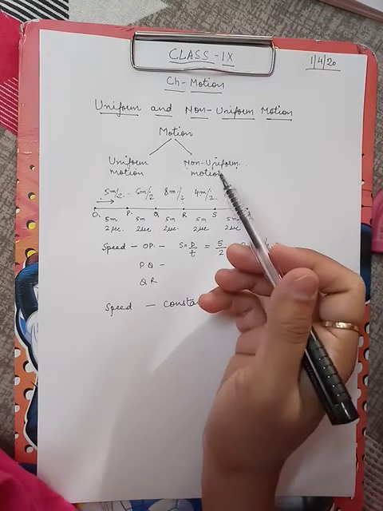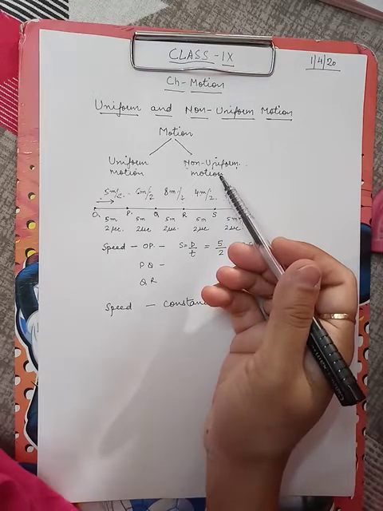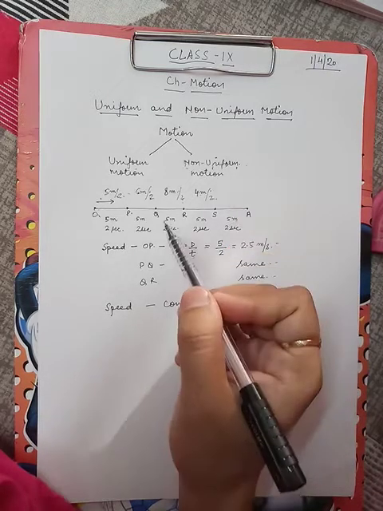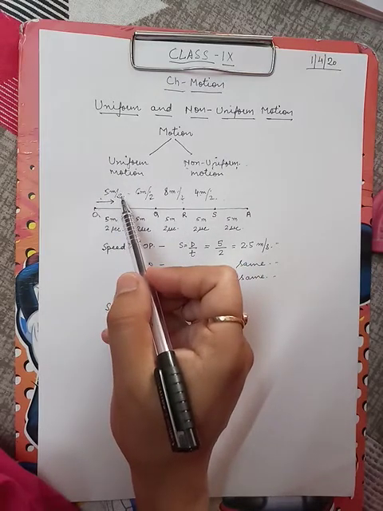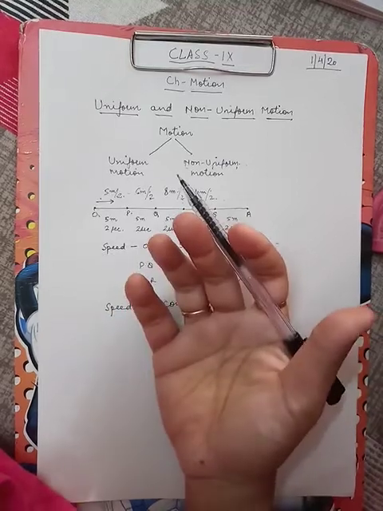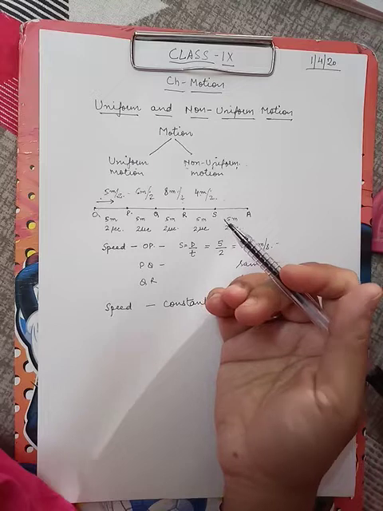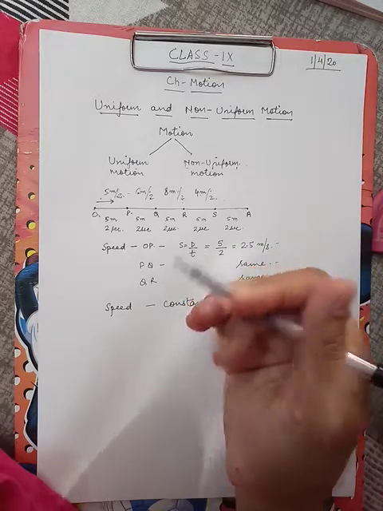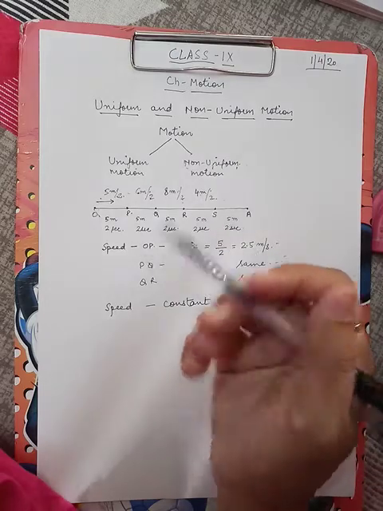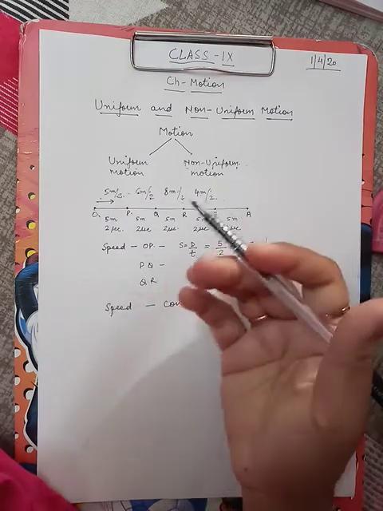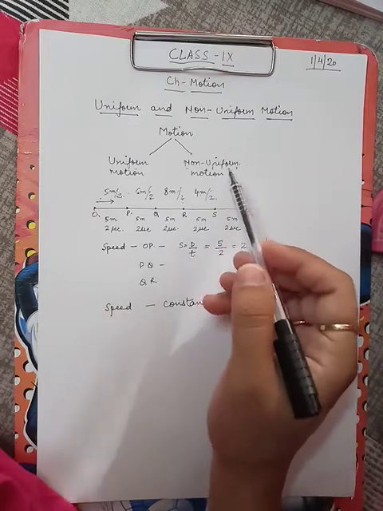For example, we can say when our car is moving in traffic, then in one part of the journey the car has a particular speed, and in another part of the journey, when the traffic is less, it will have more speed. So the speed is not remaining constant. In that case, we can say the car is having non-uniform motion.